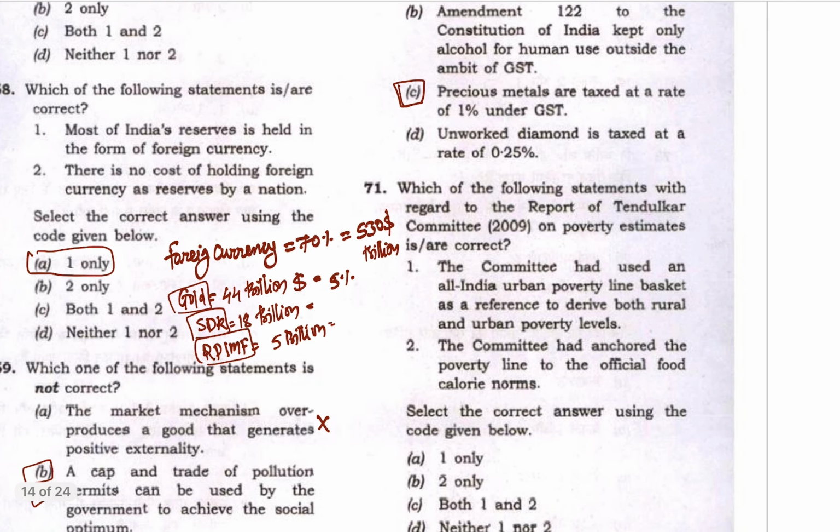The GST on precious metals such as gold and silver is around 3%.